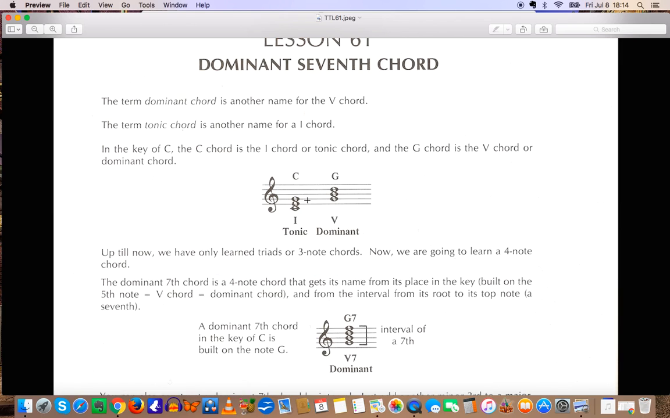So when you play a 5 chord, it sounds like it wants to resolve. What that means is it sounds really good when you use the 5 chord and move to the 1 chord. It's a very pleasant sounding resolution.